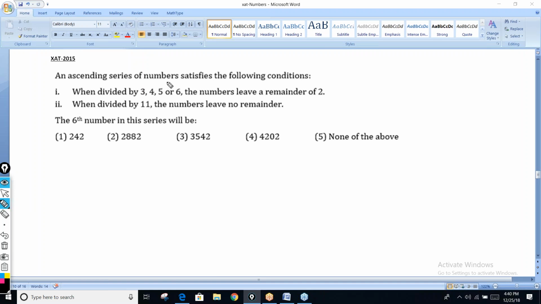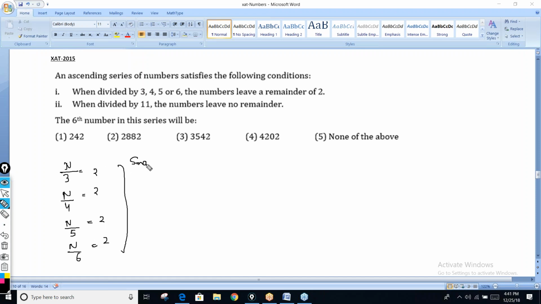An ascending series of numbers satisfy the following conditions. When divided by 3, 4, 5 or 6, the number leaves a remainder of 2. All the numbers are leaving a remainder 2. When divided by 11, the number leaves no remainder. The sixth number in the series will be? Now we need to find out all the numbers which are satisfying this condition.